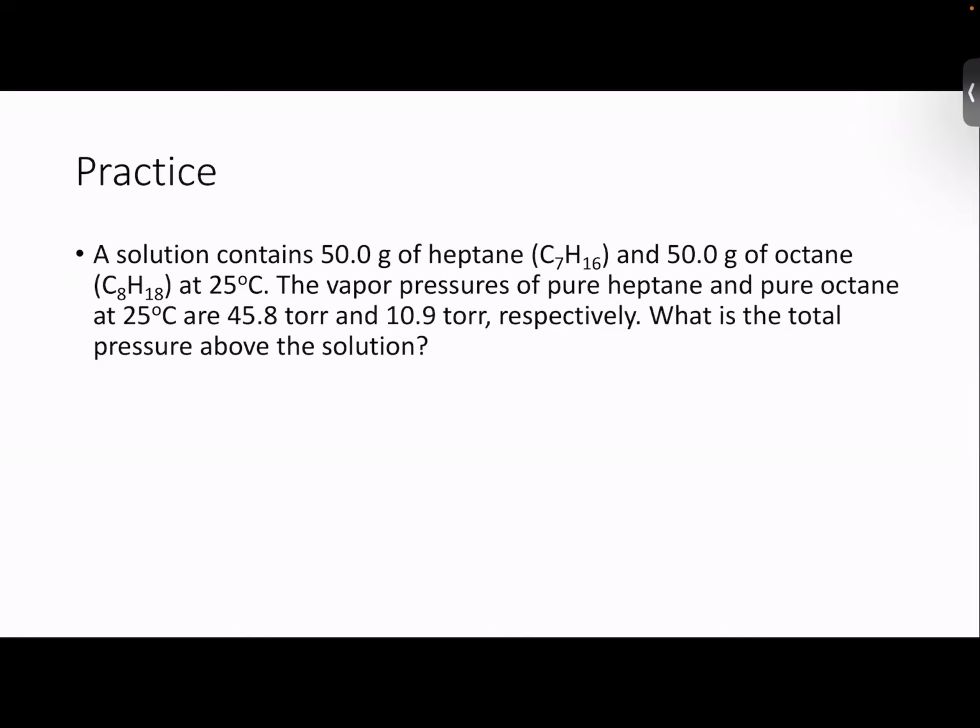First of all, I know that the equation I'm going to use is P solution is equal to the mole fraction of the solvent times the pressure of the solvent plus the mole fraction of the solute times the pressure of the solute. And the reason I know that I'm going to use that equation is because I have two pressures. So the question itself is guiding you to which equation you need to use.